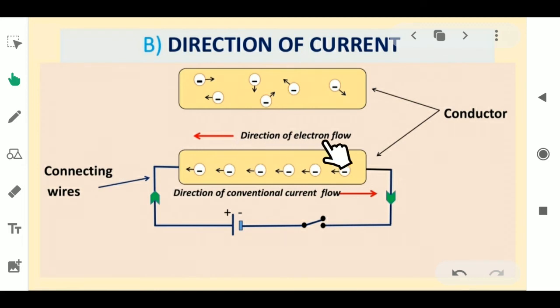And the direction of current. Actually, the direction of electron flow is from the negative terminal to the positive terminal. But in electric circuits, you always draw the direction from the positive terminal to the negative terminal, because it is the conventional way of current flow. Why is it so? Because in earlier times, the electron had not been discovered. So everybody believed in a flow of positive charges, and the direction of flow of positive charges was taken to be the direction of electric current.